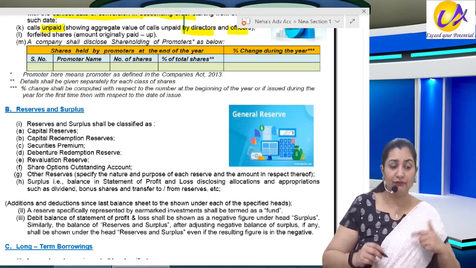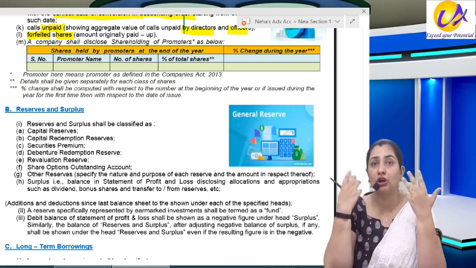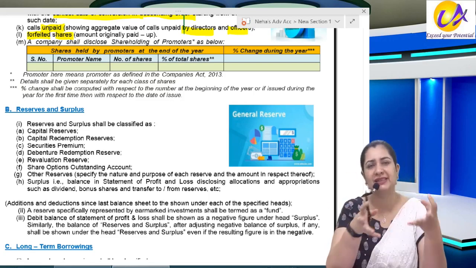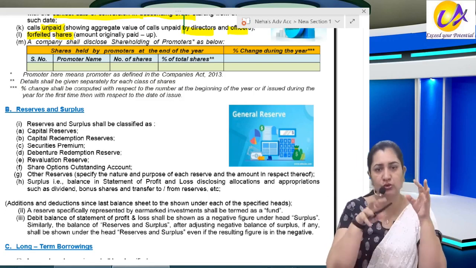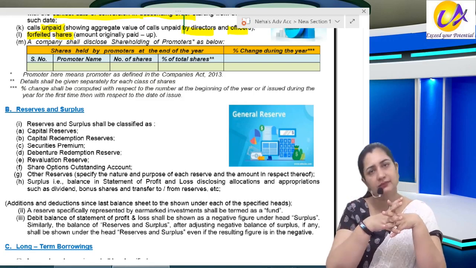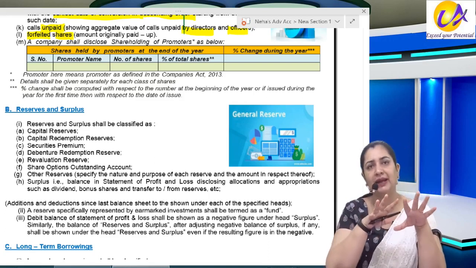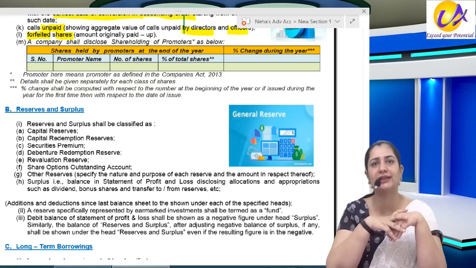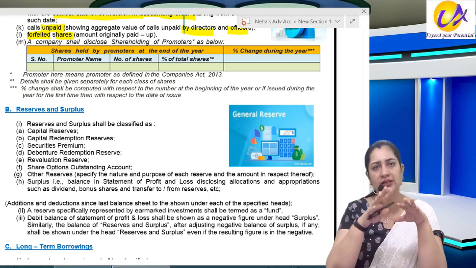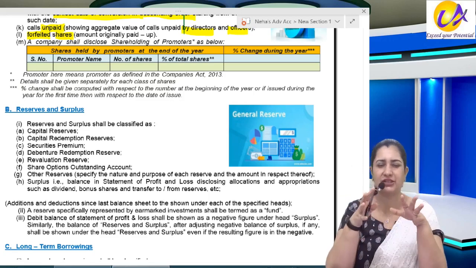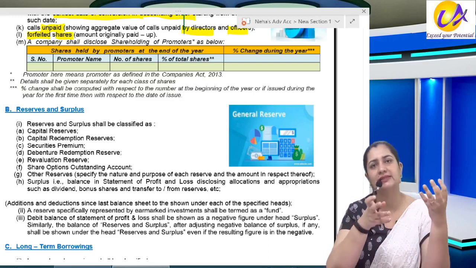Then forfeited shares. You know what forfeited shares are? If someone is not paying the call money, then the company can forfeit, that is, take away those shares. So we will show those forfeited shares under share capital, at the paid up amount, whatever you had originally received on the shares. Later on, forfeited shares may be reissued or cancelled. Normally we don't cancel, we reissue those shares, and whatever extra profit we have received on that reissue, we transfer it to capital reserve.